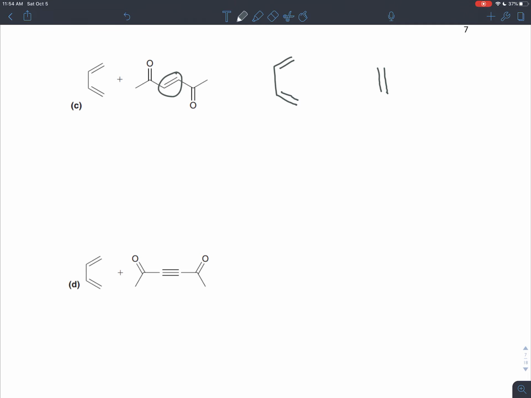Now, notice that these two electron withdrawing groups are trans. If you draw a dotted line down the long end of the double bond, those groups are on opposite sides of that double bond, so they're trans. So you'll have one going in one direction and the other going in the other direction.